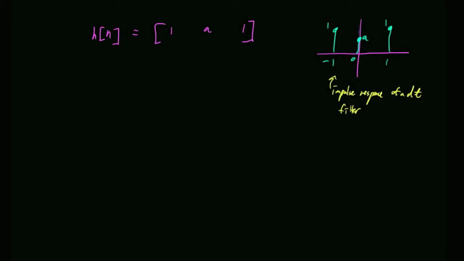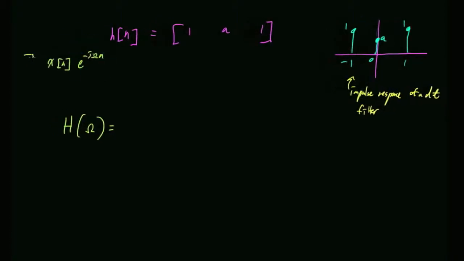Let's try that. So H of omega equals, and I'm just going to write my sum. Remember, it's x of n e to the minus j omega n summed over all n. So what's my first value of n? Let's start from the left and work our way to the right. Our first value of n is -1, because it's n on the x-axis. So I need x of -1.